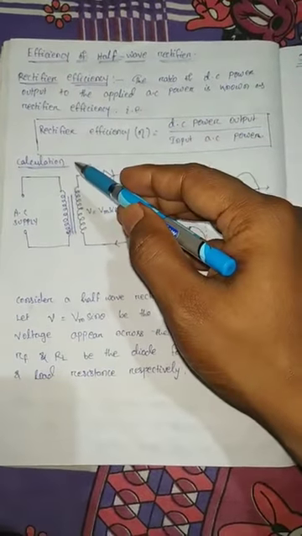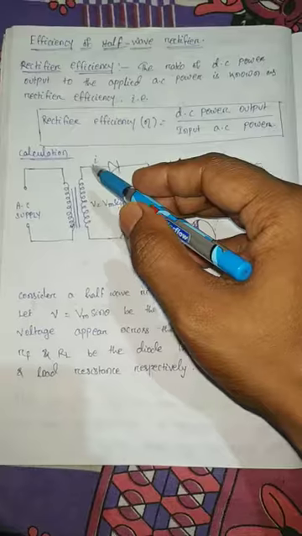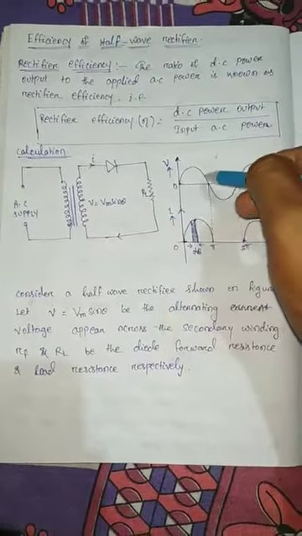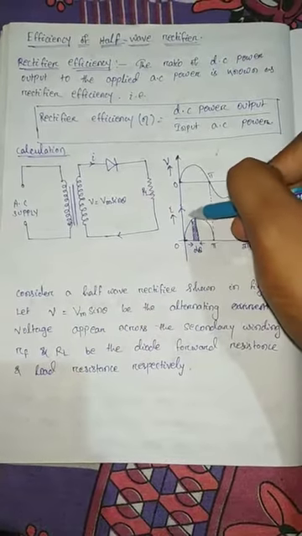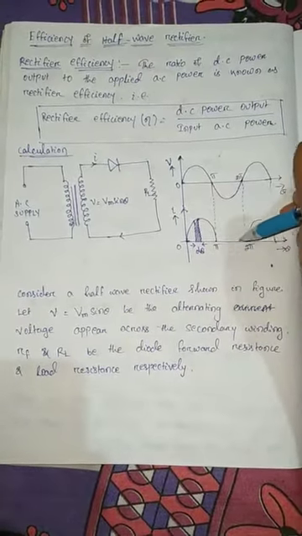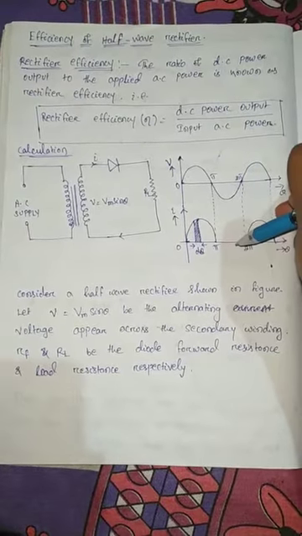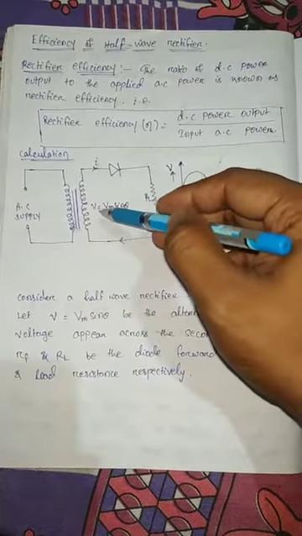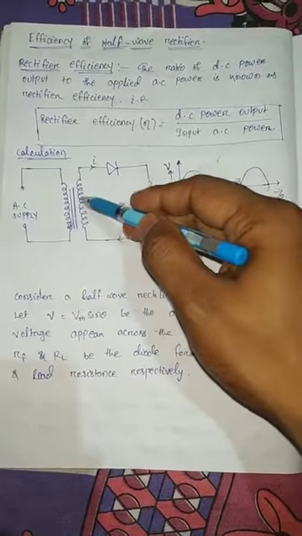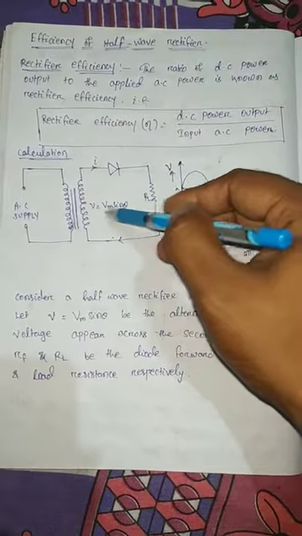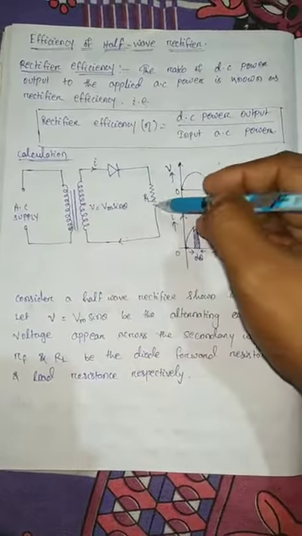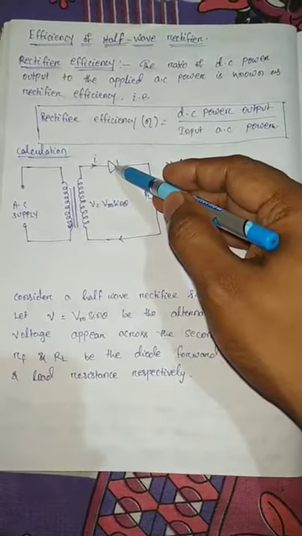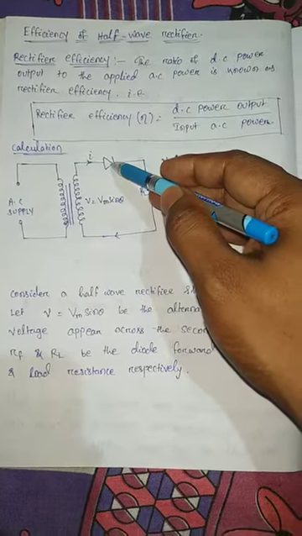Now we'll calculate the efficiency for half wave rectifier. This is the diagram for the half wave rectifier, and this is the output graph of the half wave rectifier. Suppose the voltage across the secondary winding of the transformer is Vm sin theta due to this AC supply, RL is the load resistance, and RF is the diode forward resistance.